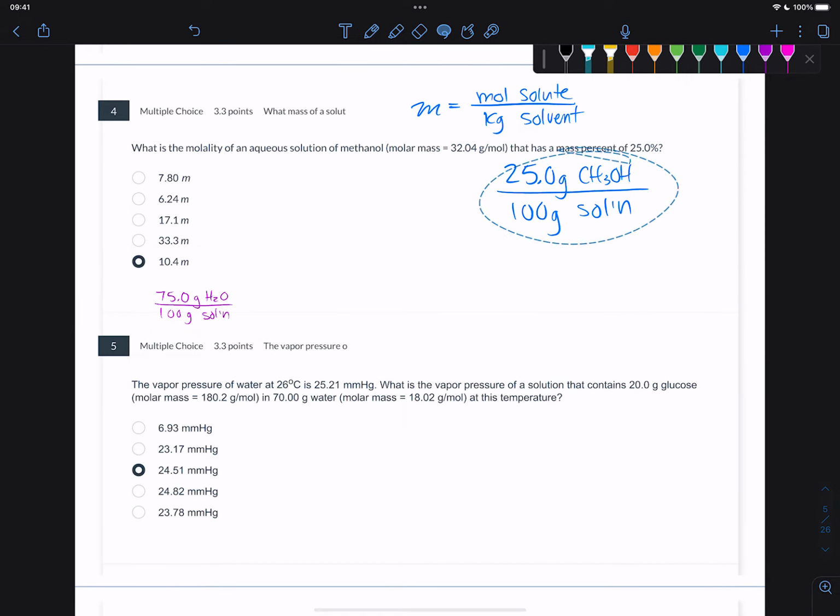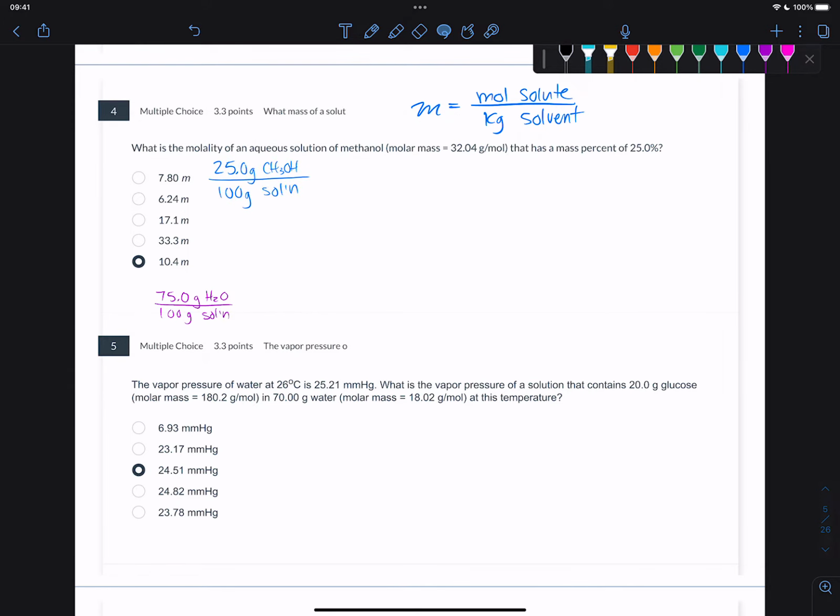Actually, I'll put both of these away because these are both small pieces. You're going to end up using dimensional analysis, but you really have to think about what you're using it for. So I'll change to green and see what's going on here. Let's just assume we have a 100 gram solution. We have 25 grams of methanol, because this is just a ratio anyways.